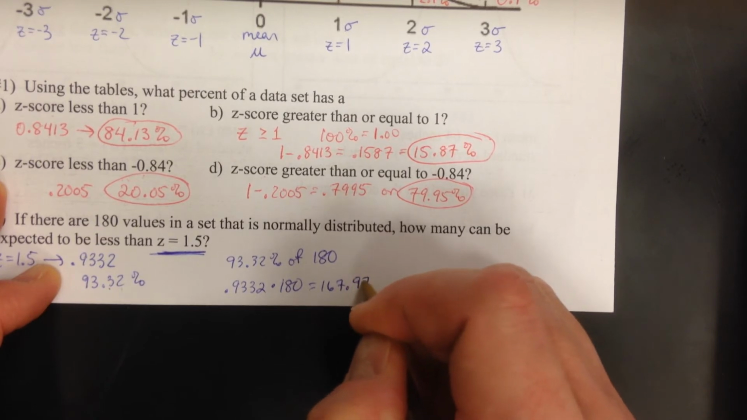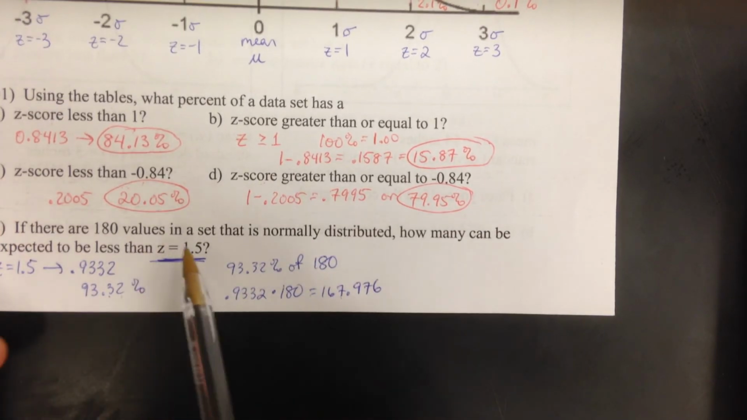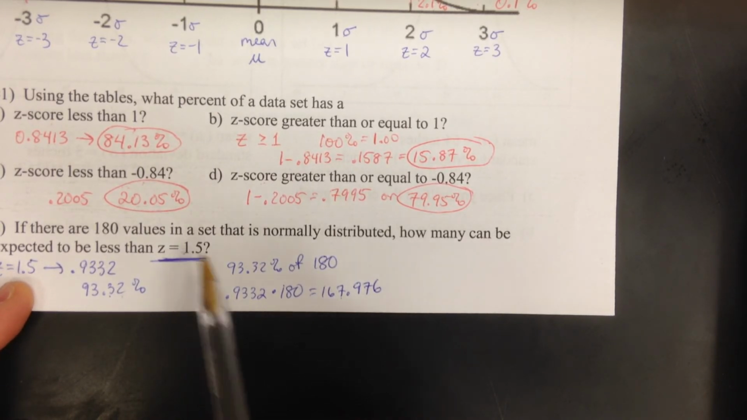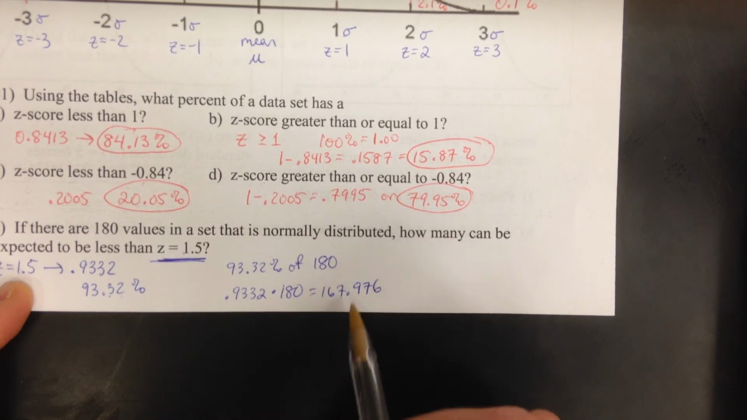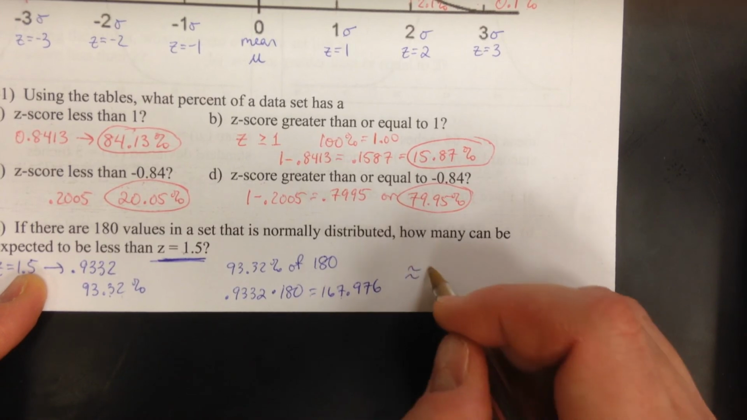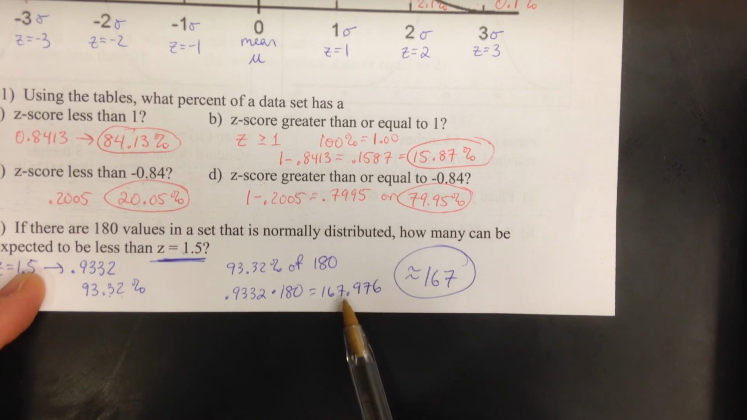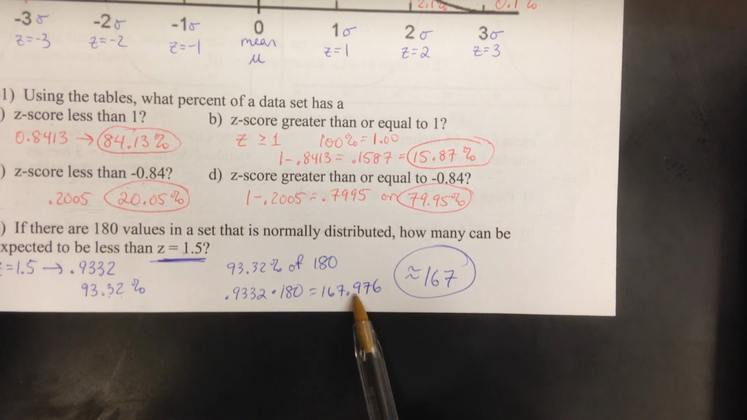So what that means, approximately 167 values would have a z-score that would be less than 1.5. So if your z-score was this, you'd be right at the top end. You'd be in the 93rd percentile. Most of your data values would be less than this. Now, in this case, if you wanted to round down, it's approximately 167. We would round down because if you are this person, then you can't have 0.9 people. So if you were here, 167 people would be to the left of your value. And that's the end of part 1.